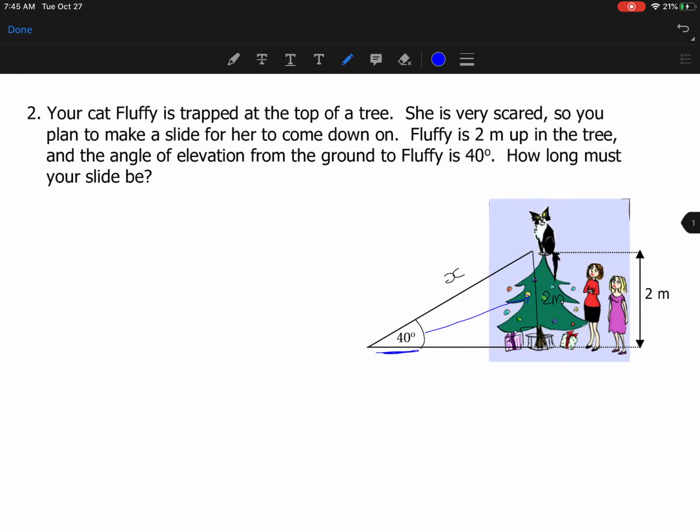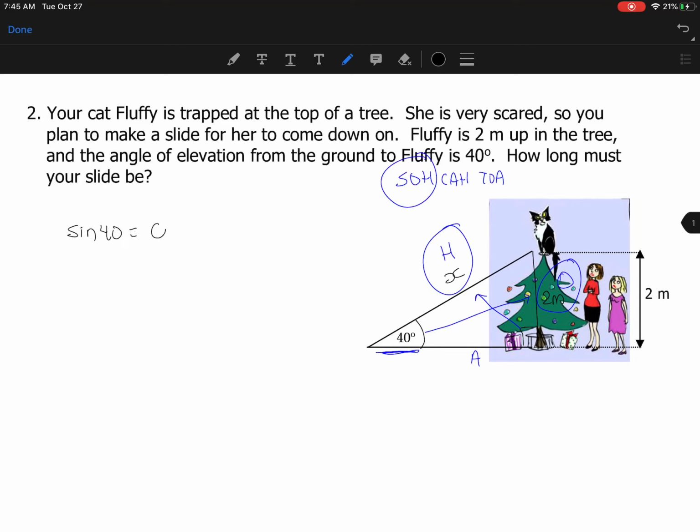I'm going to label my triangle. So the side we know, the 2 meters, is our opposite side. The side across from the 90-degree angle is our hypotenuse. And that leaves the base to be the adjacent side. So again, using SOHCAHTOA, I want to find the hypotenuse, and the only other piece of information they've given is the opposite. So the opposite and hypotenuse, that means I have to use the sine formula.